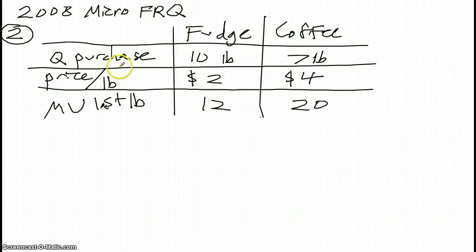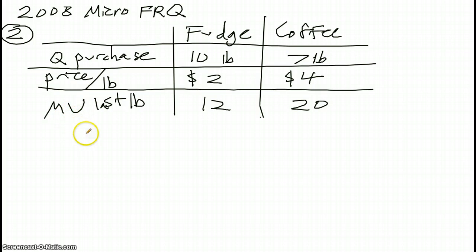For B, they give you this table here, and there's a situation where Mandy spends all her money and buys only fudge and coffee. In order to maximize her utility, should she get more fudge, less coffee, or more coffee, less fudge, or keep her current balance of consumption?